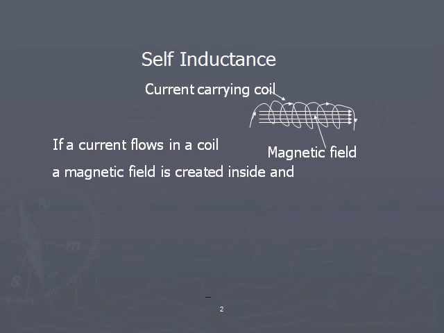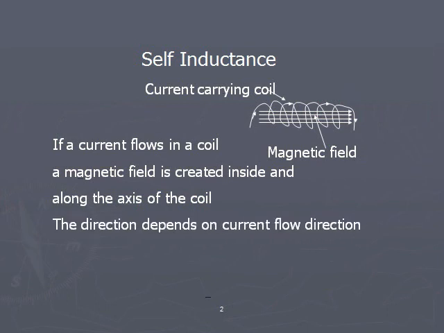Due to the current flow, a magnetic field is created along the axis of this coil. The magnetic field comes out of the coil if the current flow is in the anti-clockwise direction. The magnetic field goes into the coil if the current flow is in the clockwise direction. The direction of this magnetic field depends on the direction of current flow.